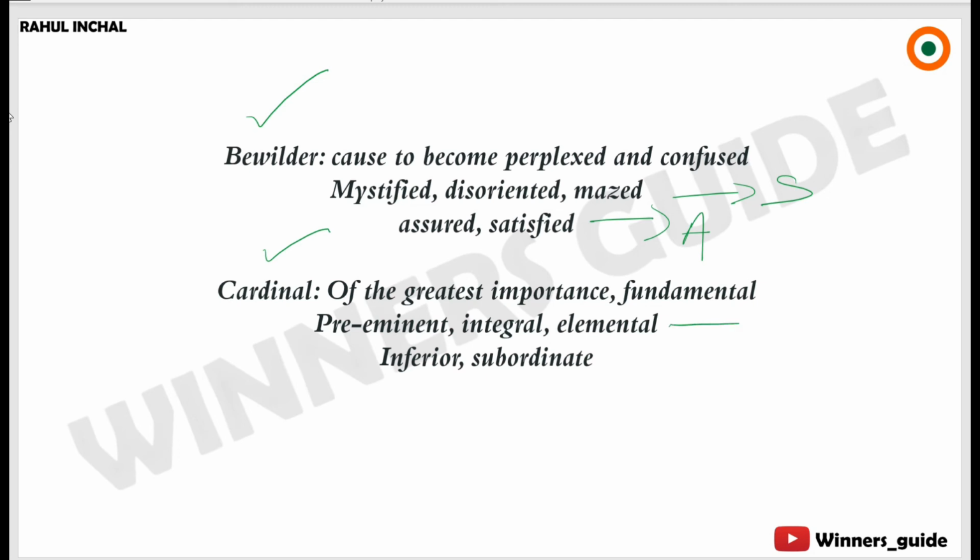Synonyms: preeminent, integral, elemental. Antonyms: inferior, subordinate. So this was basically all for today's class. In the next class, we'll study a few irregular verbs, auxiliaries and modals.